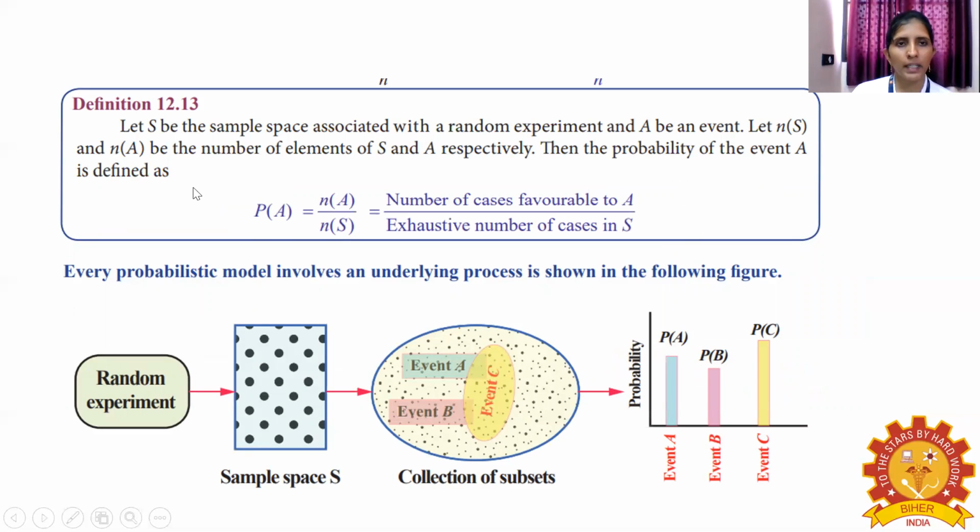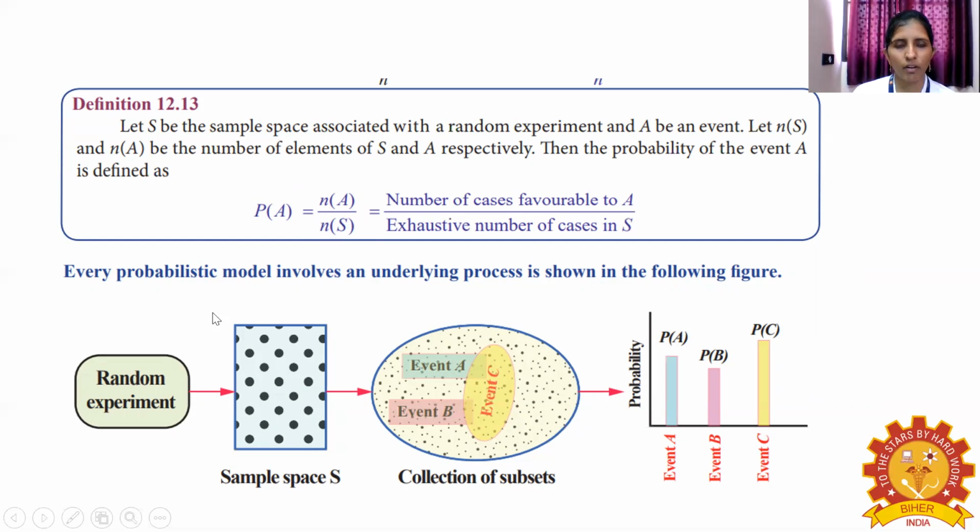So now let S be the sample space associated with a random experiment and A be an event. Let n of S and n of A be the number of elements of S and A respectively. Then the probability of the event A is defined as P of A is equal to n of A by n of S. Here n of A denotes the number of cases favorable to the set A, and n of S represents the exhaustive number of cases in the sample space S.